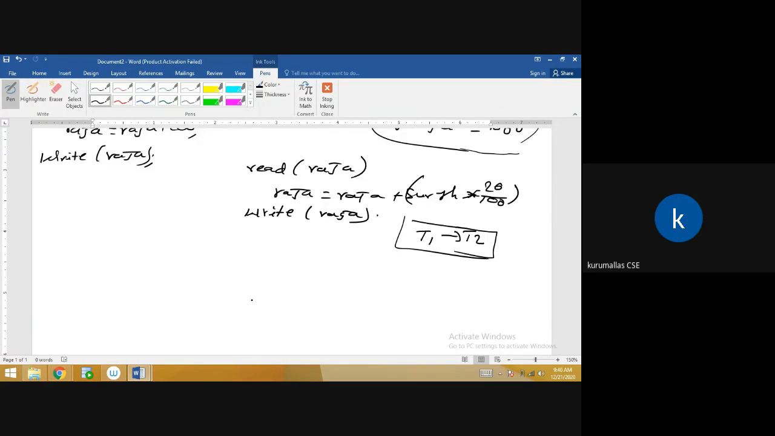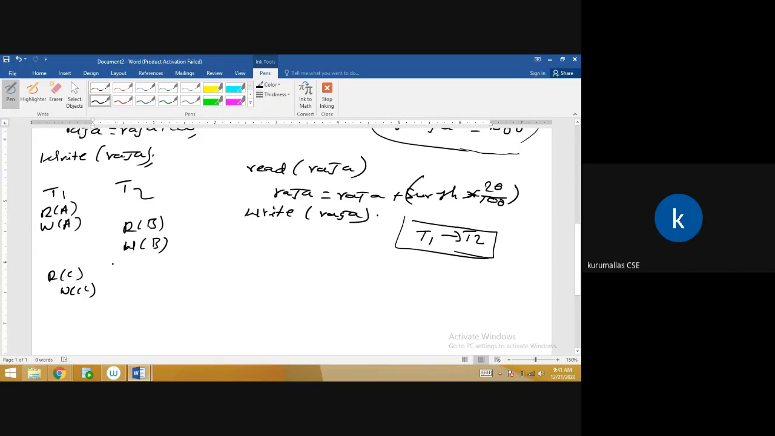In the serial schedule of two transactions, we have T1 and T2. This is a simple example: read A, write A. Instead of A and B, we are taking the previous Raja and Suresh accounts. Remember, A and B are data items. Read B, write B, and after this, read C, write C. This is one schedule.